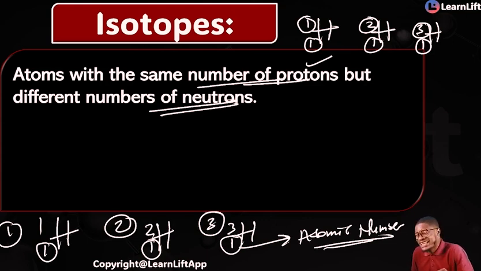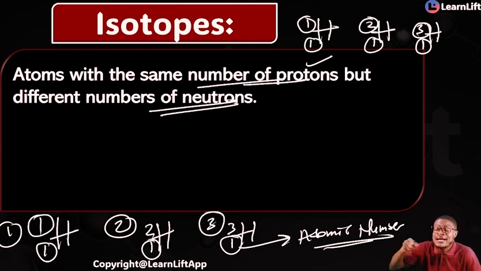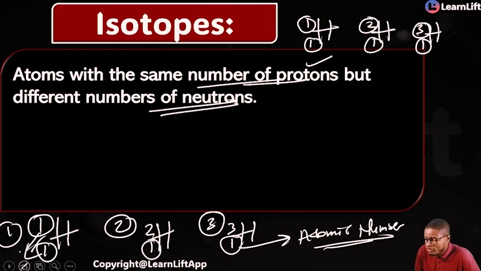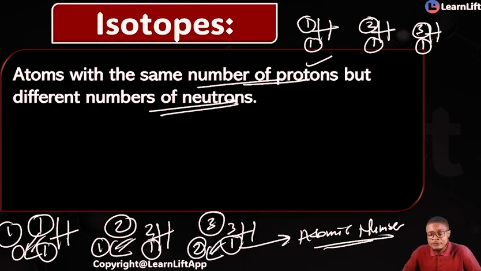But they are different in the number of their neutrons. How do I know the number of their neutrons? Of course, the up minus down. That means mass number or atomic mass minus the atomic number. For the first one, the number of neutrons is 1 minus 1, which is 0. For the second one, 2 minus 1 gives 1 neutron. For the third one, 3 minus 1 gives 2. You see, the number of neutrons in all of them are different.